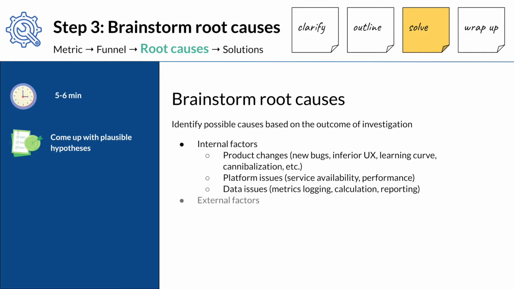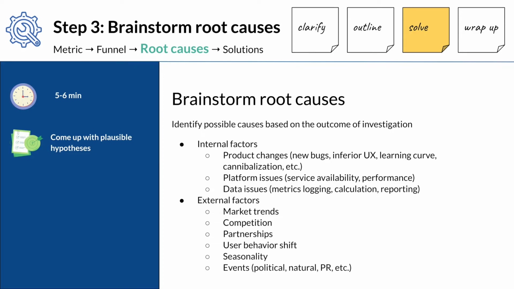External factors are things like market conditions, competition, dependencies on external partners, systemic changes in user behavior, for example, a shift to mobile. And of course, there are factors like seasonality and one-off events, like natural disasters, political turmoil, regulations, sporting events, etc. Not all of these will be applicable depending on what you learned from your investigation up to this point, so you have to use judgment to come up with plausible root causes.